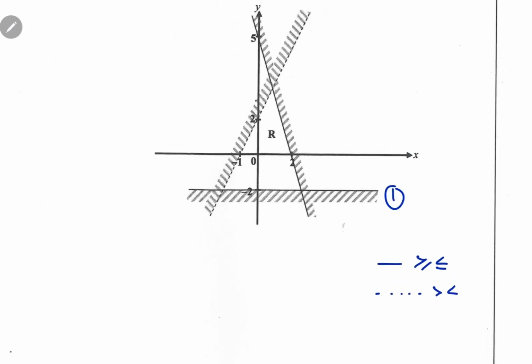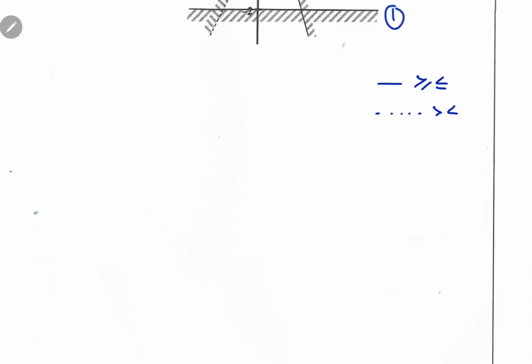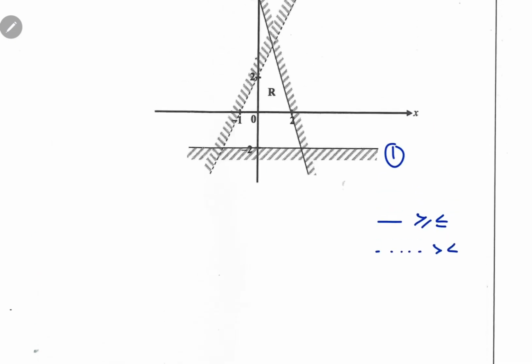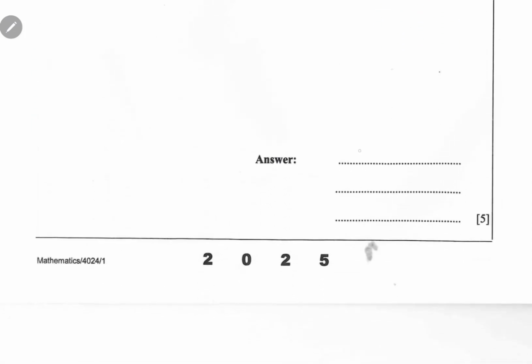So here I'm going to name this one as 1. This one is passing at 2. The less part is the one that is shaded, so we are going to write for the opposite. So y is greater or equal to negative 2. Okay, y is greater or equal to negative 2.